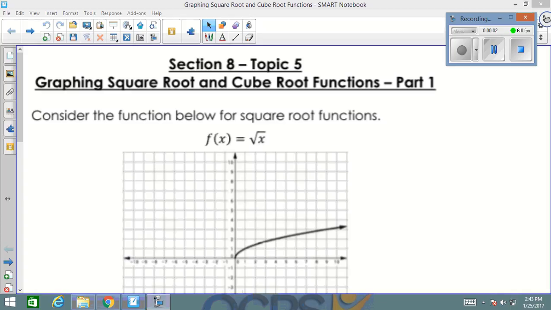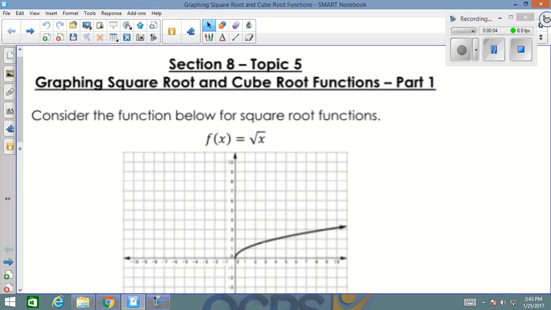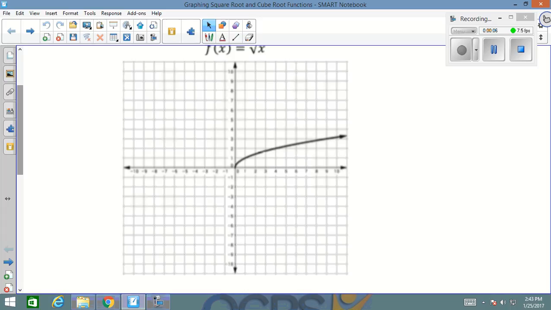So today we're going to talk about graphing square root and cubic functions. This is the square root function. Notice it's a point here, here, and here. Notice it doesn't go into the negatives. That's why we don't do extraneous solutions.